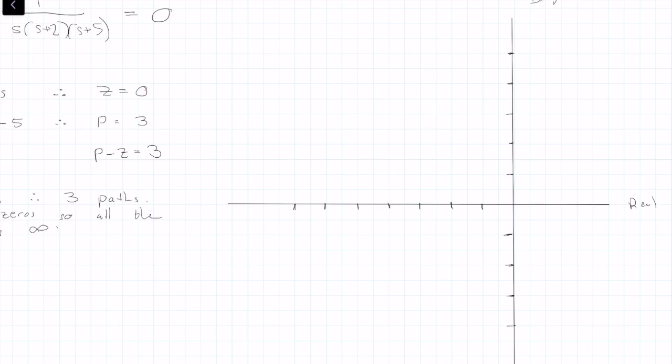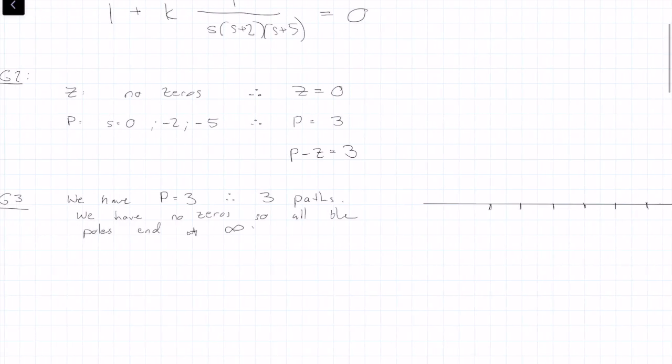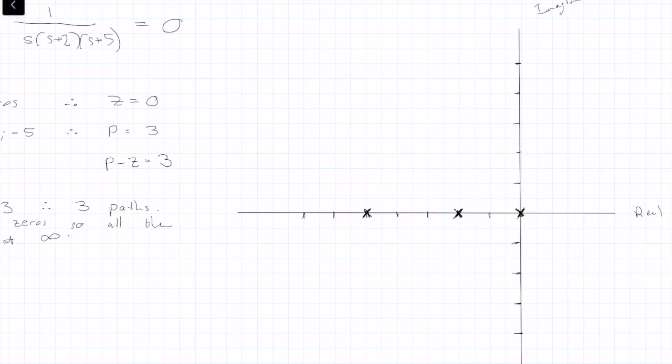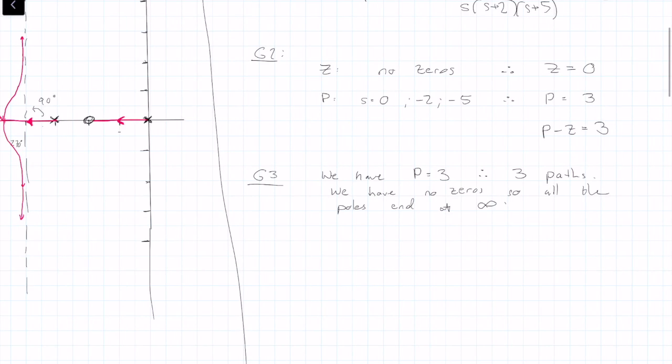Okay, so now let's plot our zeros. We have no zeros, so there's nothing to plot, but we do have some poles. We have poles at 0, minus 2, and minus 5. So that's our first one right there, 0. Minus 2 would be here, and minus 5 would be 1, 2, 3, 4, 5, right here. Okay, so we have our 3 poles, and then we can go on to guide number 4.